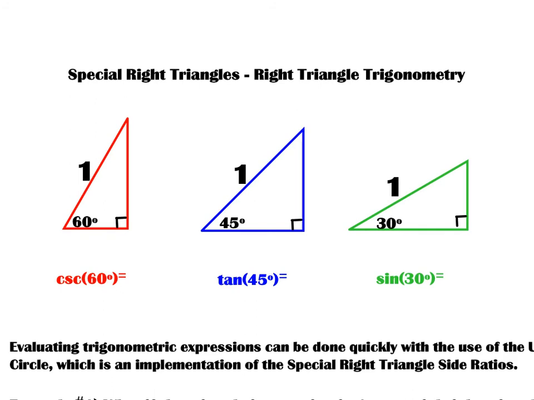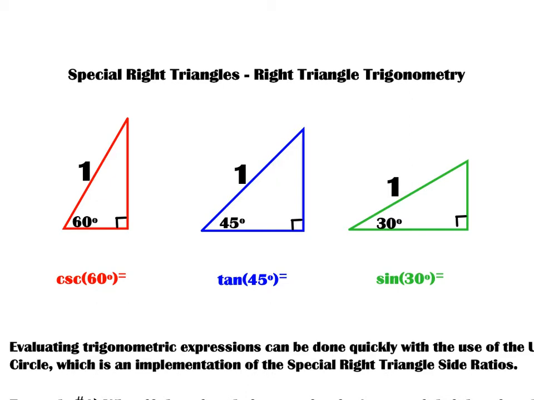Okay, so I wanted to start with some special right triangles. And the red triangle and the green triangle are actually very, very similar. One is just flipped on its side. However, I'm going to consider those two angles 30 and 60. And then the blue triangle is our isosceles right triangle, which is our 45, 45, 90.